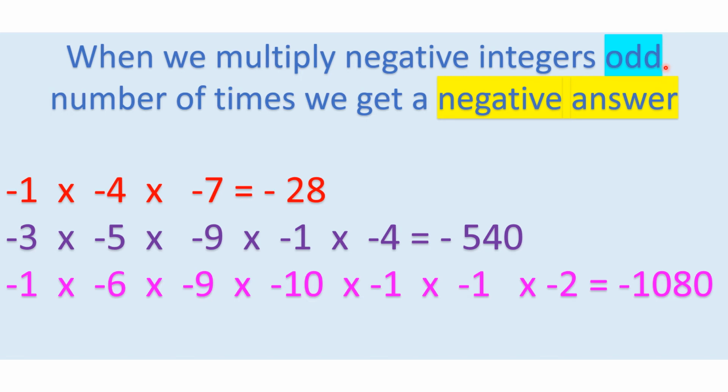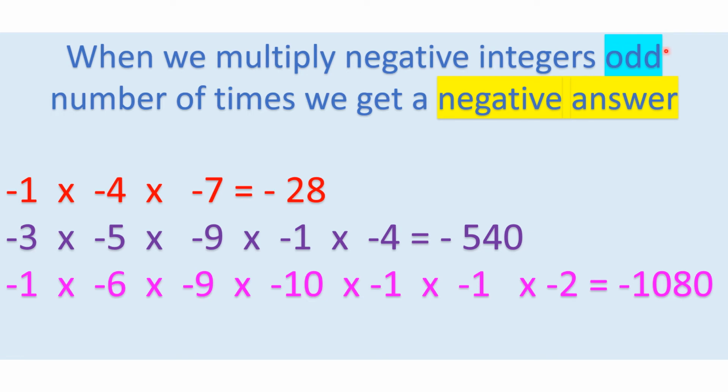In the same way, let's look at the next example. Here we have how many negative integers? 1, 2, 3, 4, 5. We have 5 negative integers, right? So since we have 5 negative integers, we get a negative integer as the answer. Why? Because 5 is an odd number.